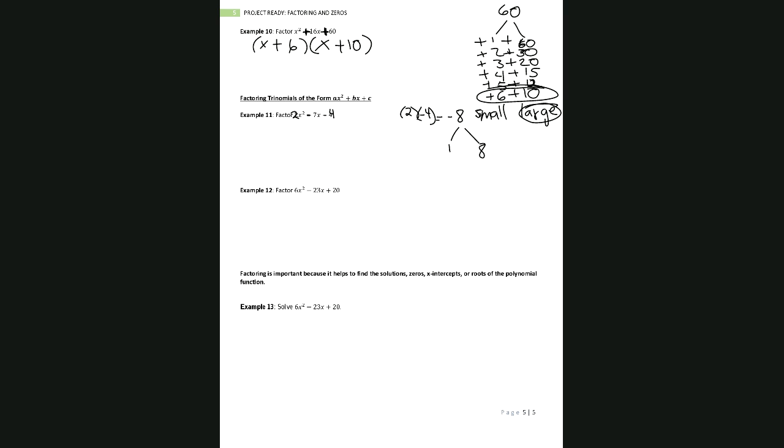So it will be +1 and -8. Or I can have +2 and -4, or actually that's it. Now we look for the combination that will give us -7 when we add them, and that will be here. -8 plus 1 will give me -7. So what I'm going to do is break that term, -7x, into -8x and +1x.